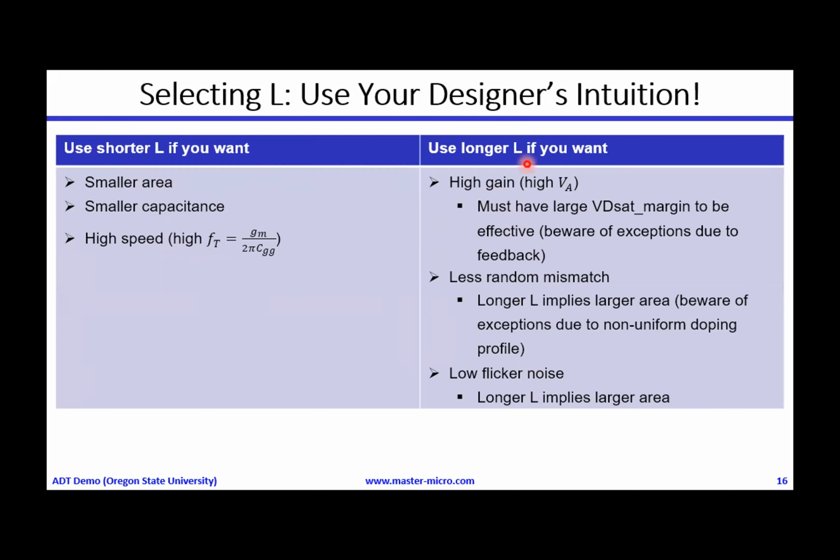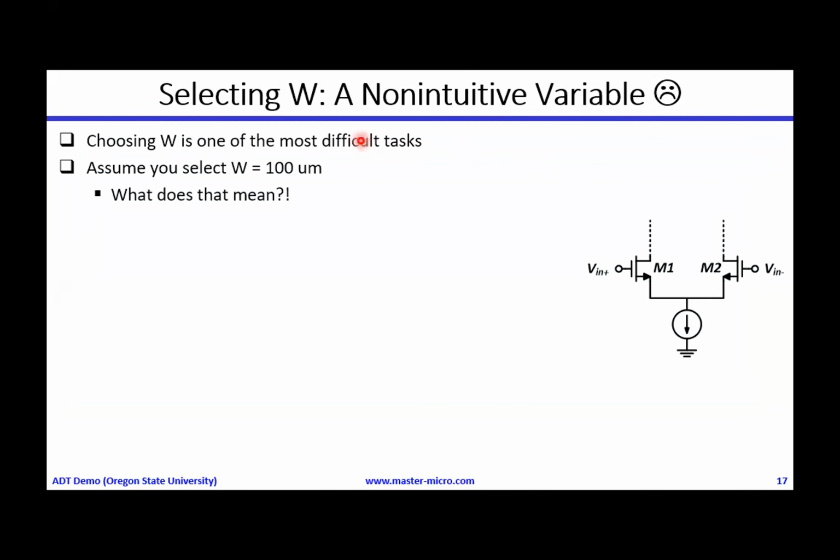Actually, the most important problem in this sizing problem is the W, the width of the channel. Why? Because the W is a non-intuitive variable. You cannot select the W by intuition. I give you an example. If I tell you that for this differential pair, I have a W of 100 micron, what does that mean for you as a designer?